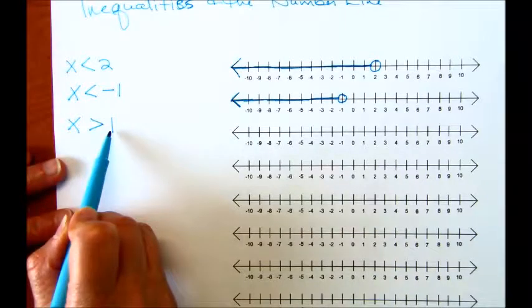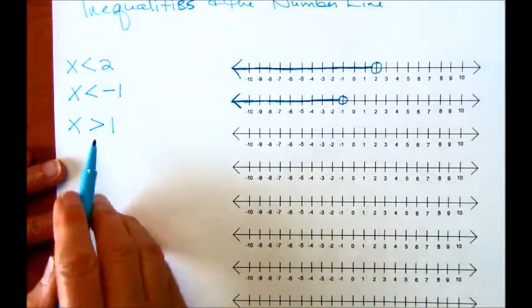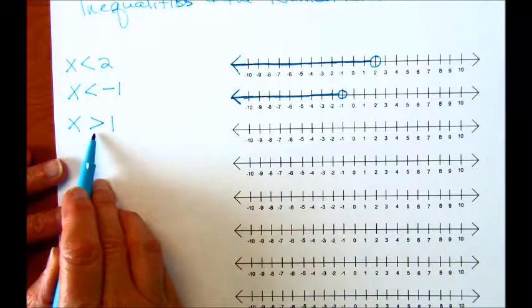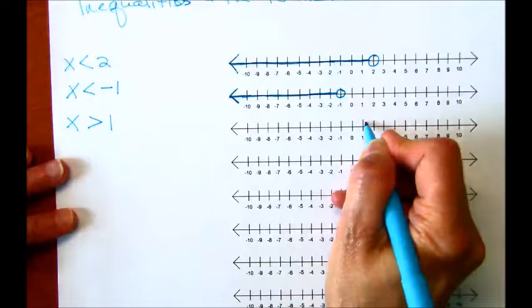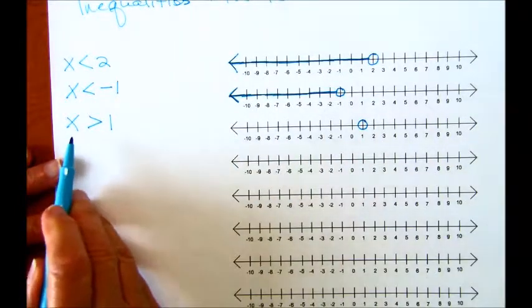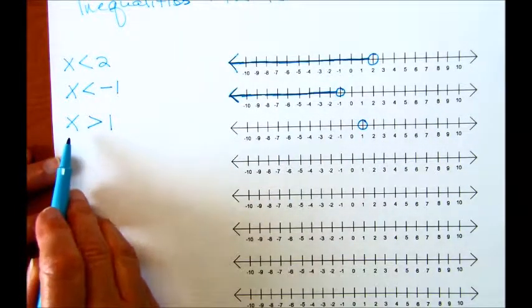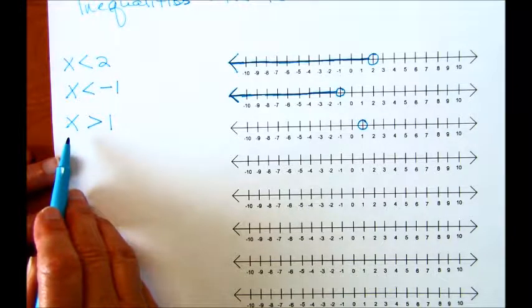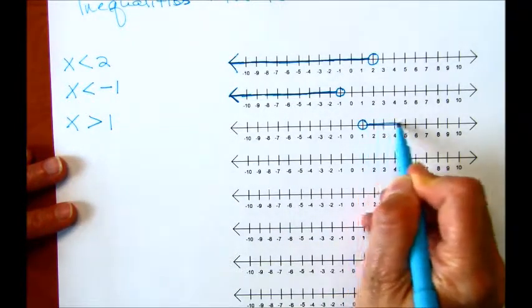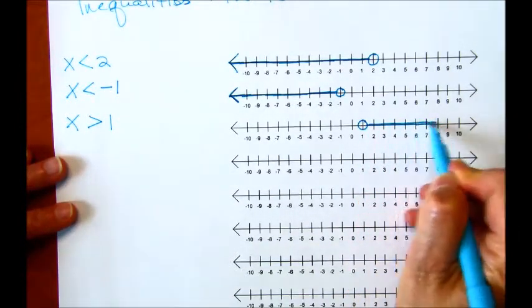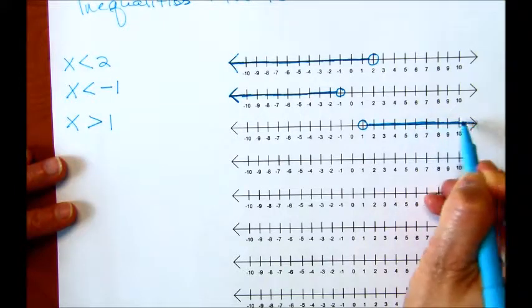So first we're going to identify 1, which is here, and because it does not have the equal to component, we're just going to have an open circle. Now for this inequality, this solution states that any number larger than 1, like 1.1 or 1.002, that would be larger than 1. That would be a possible solution. So we're going to darken the line that goes to infinity in the positive direction.